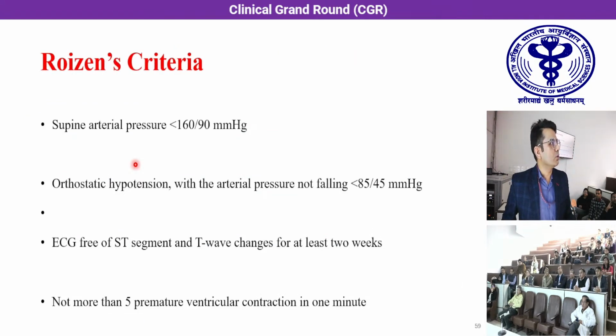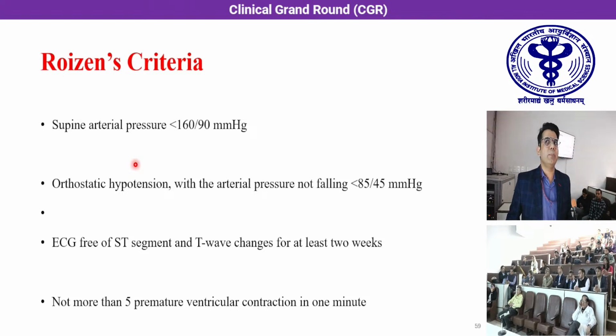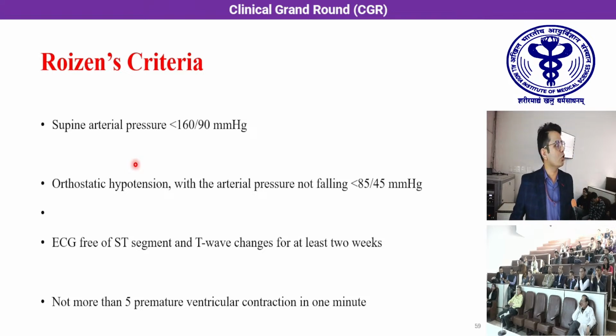So when do you know that the patient is actually optimized, when the patient can really go in for surgery? We have Roizen's criteria, which has been established, wherein if the supine arterial blood pressure of the patient is less than 160 systolic and 90 diastolic, that's one of the criteria to establish that the patient has been optimized. Other than that, we have orthostatic hypotension, which should not be there. If the patient has orthostatic hypotension wherein the BP falls below 80 systolic and 45 diastolic, that means the patient is yet to be further optimized.